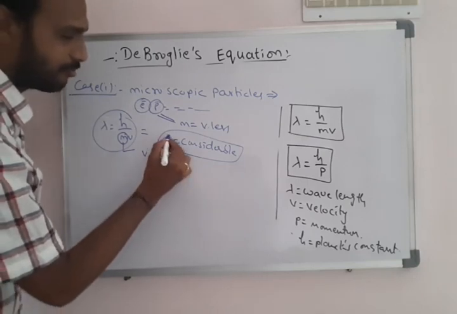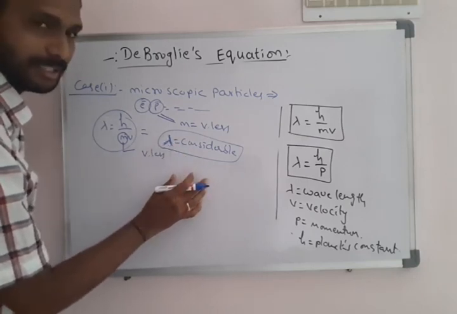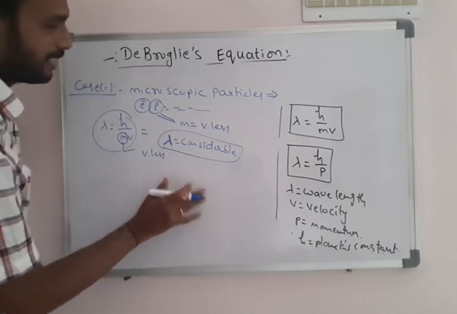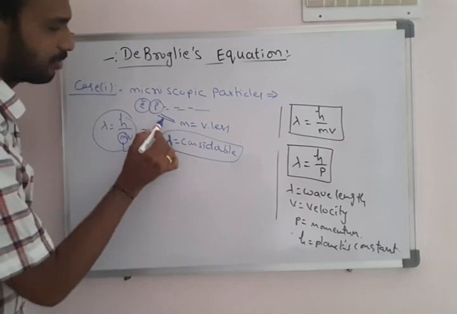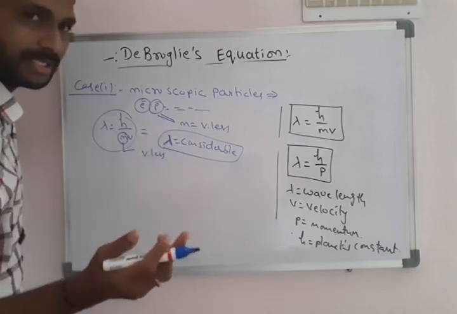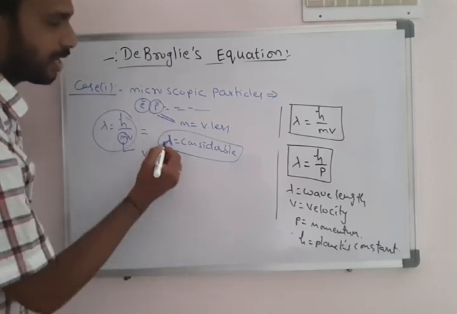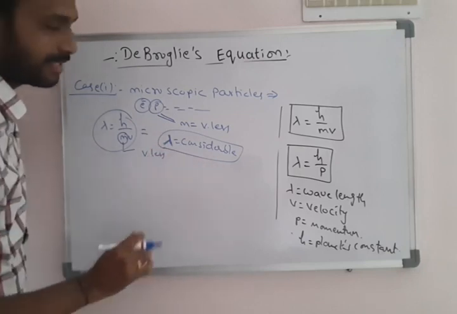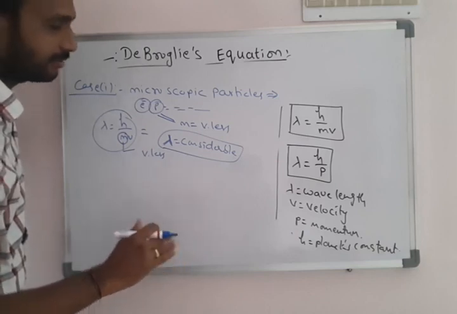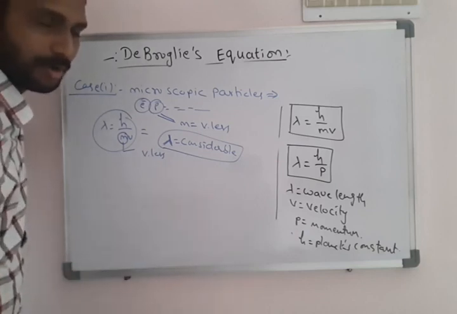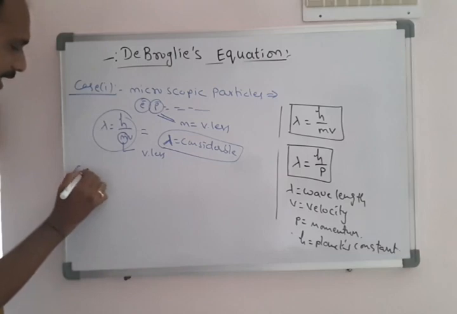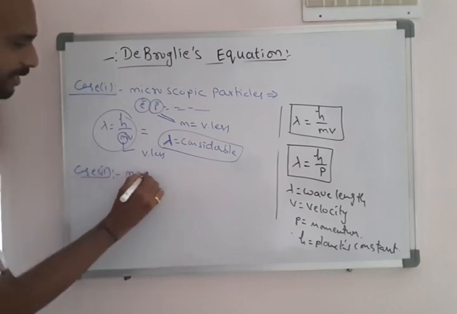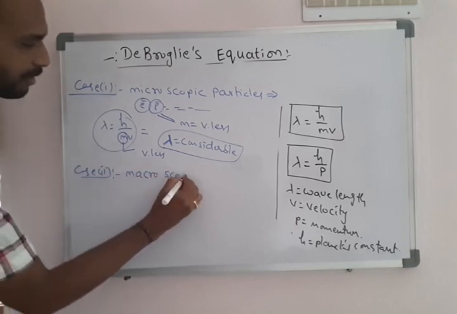Lambda, we know, is wavelength. Wavelength is nothing but a characteristic of wave properties. Meaning the electron-like particles, even the light particles, photons, also have a wavelength which is a considerable value. Meaning they have some wavelength, meaning they show wave-like properties. In case 2, take some big-sized particles, that is, macroscopic.